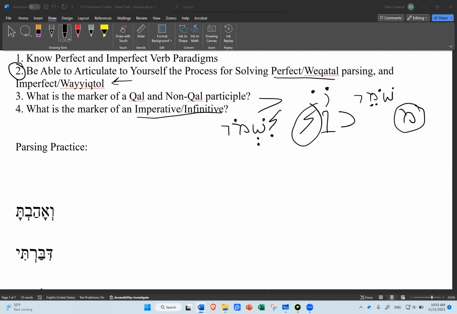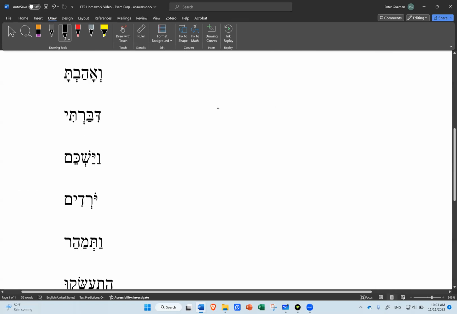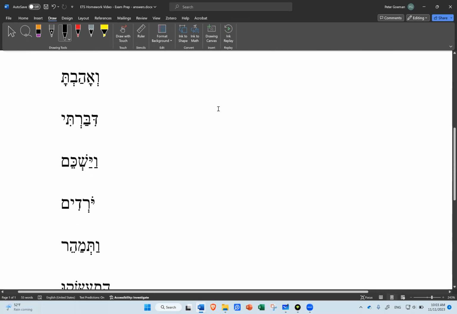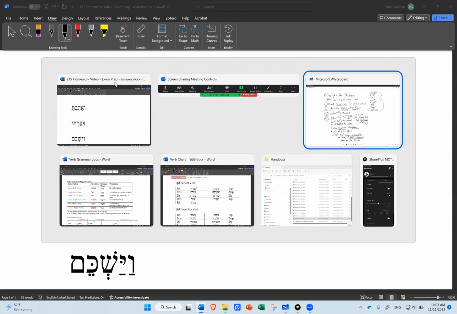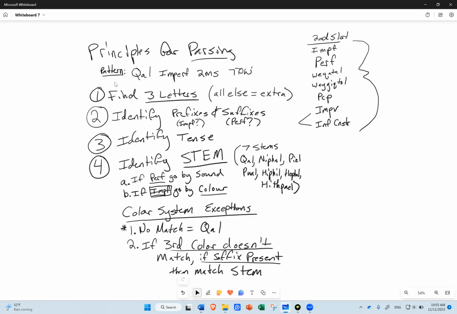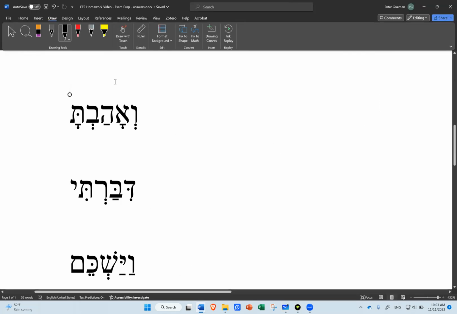Okay, so when we're going through this now, we're going to go through a couple practice problems here, and I'll just walk you through how you would think through it, and Lord willing, it'll be helpful. Okay, so first one, v'ahavta. If you're thinking, how is this going to be parsed? Immediately, when you're thinking through the pattern here, you're finding 3 letters. Everything else is extra. You're looking for prefixes and suffixes. So I'm looking for 3 letters.